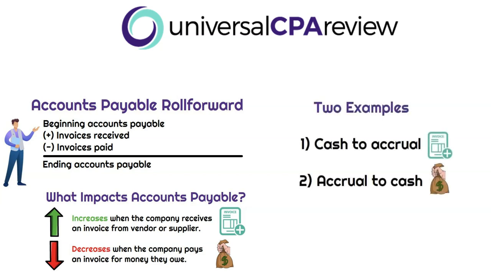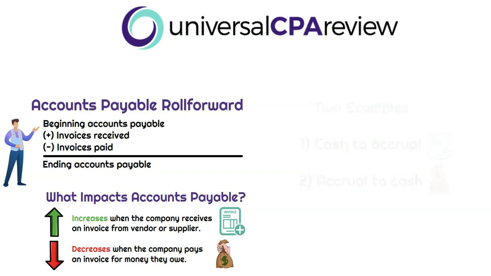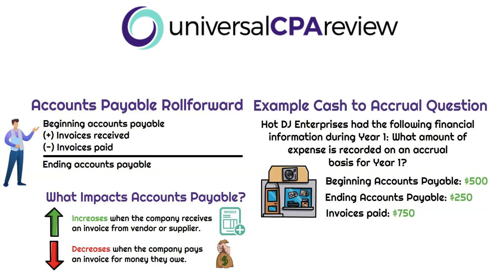So we'll go through 2 examples. The first one's going to be cash to accrual, and that's where we're going to be looking for the amount of expense recorded on an accrual basis. And then we're going to flip it around and go from accrual to cash, and figure out how much cash was paid to suppliers. And you'll see that this accounts payable roll forward does not change. So in our first example here, we have Hot DJ Enterprises. They're blasting the beats. They have the following financial information during year 1.